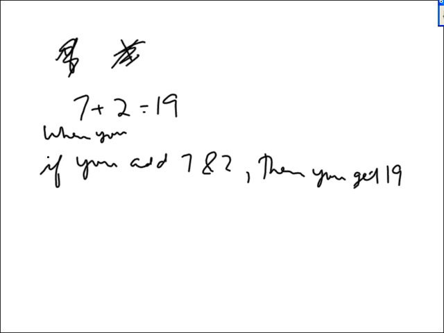And same question, write it in if-then format. When you add 7 and 2, you get 19. If-then: if you add 7 and 2, then you get 19. That's how you write things in if-then format.